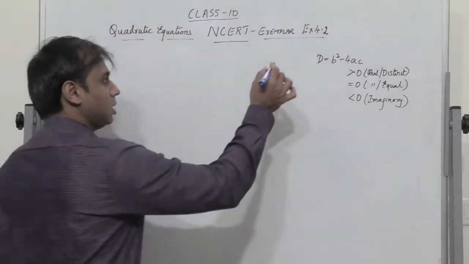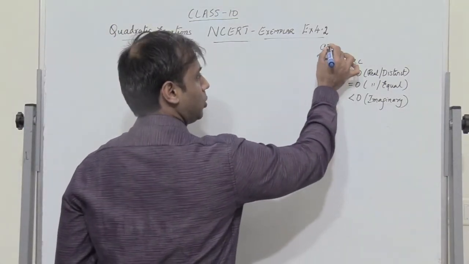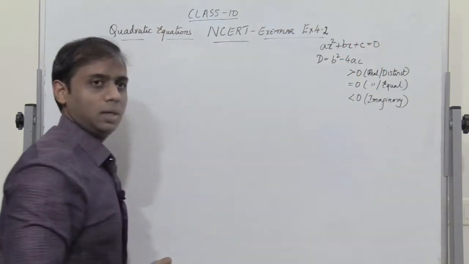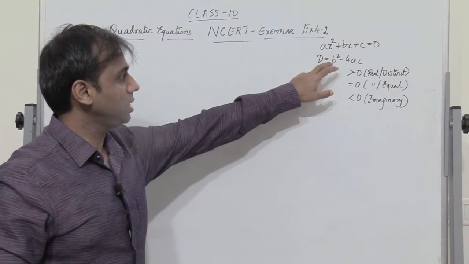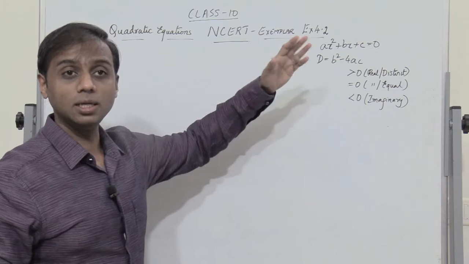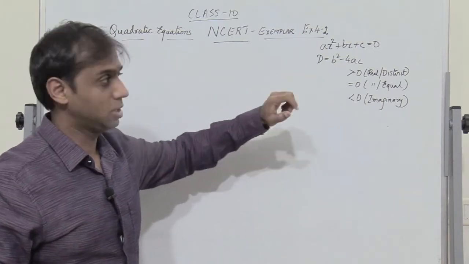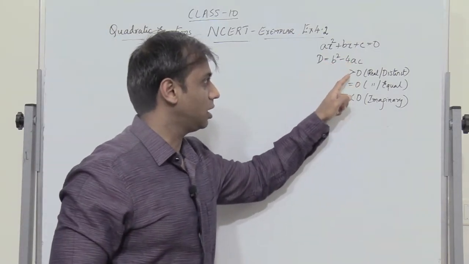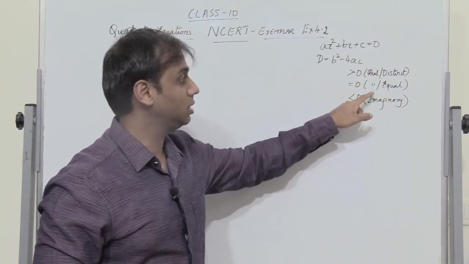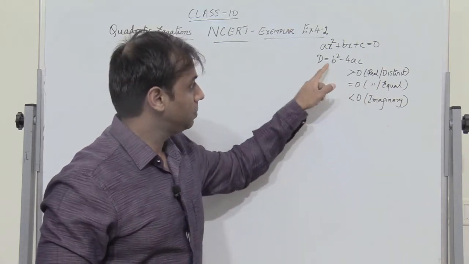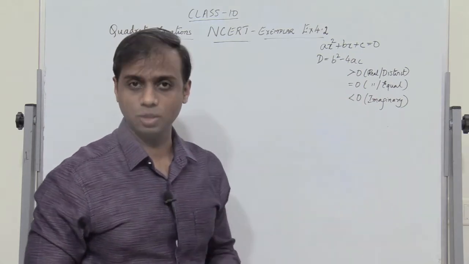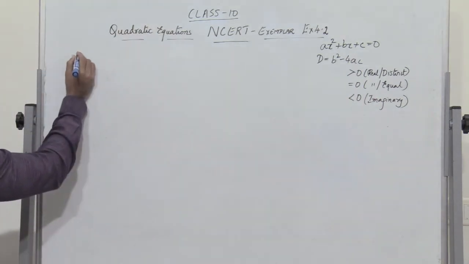Now we know that the general form of the quadratic equation is ax square plus bx plus c equal to 0. And there you have the discriminant equals b square minus 4ac. By calculating the value of the discriminant, we can identify whether the roots are real or distinct. So if b square minus 4ac is greater than 0, then the roots are real and distinct. If it is equal to 0, the roots are real and equal. And if b square minus 4ac is less than 0, then there are no real roots, or the roots are imaginary. So let's begin with the first problem.